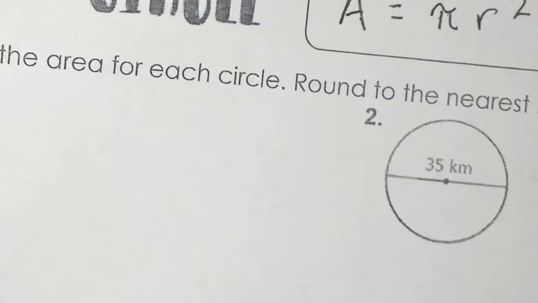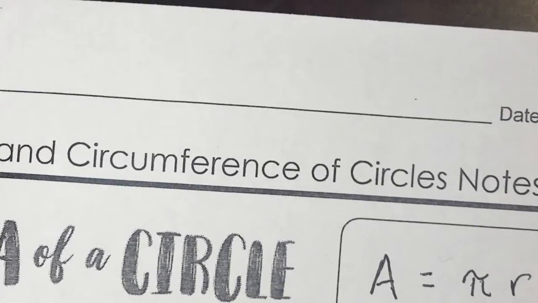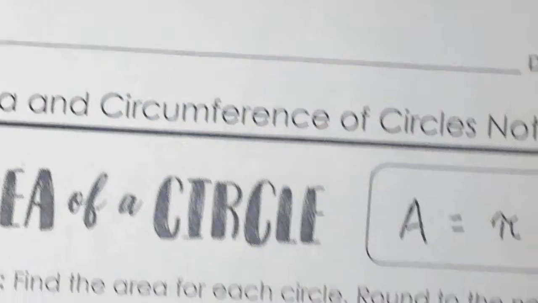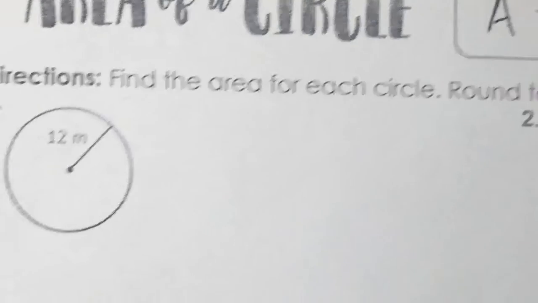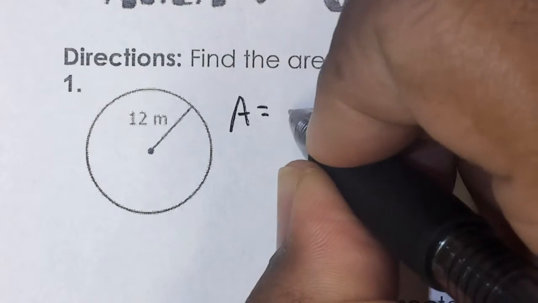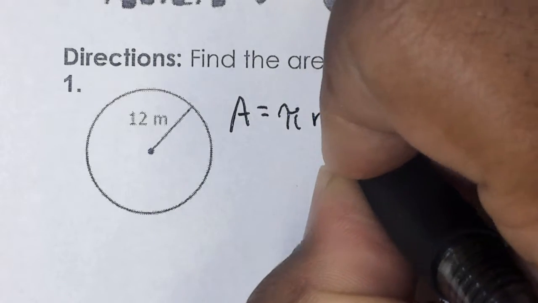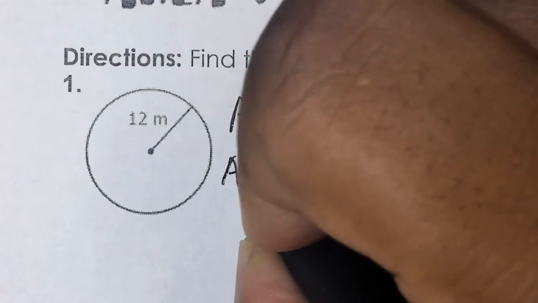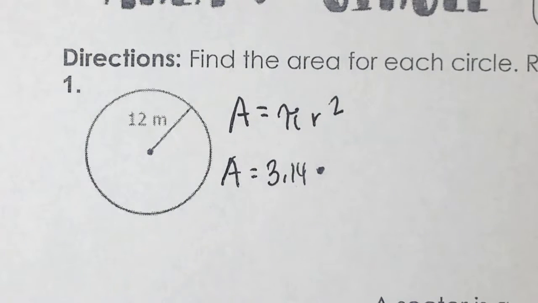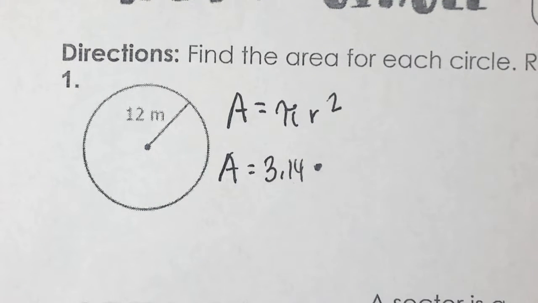All right. So 1 and 2 is simple. You just find the simple area of a circle. Find the area of each circle, rounded to the nearest hundredth. Number 1. A, and then you got pi r squared. A equals 3.14 times, Bobby, what's our radius?